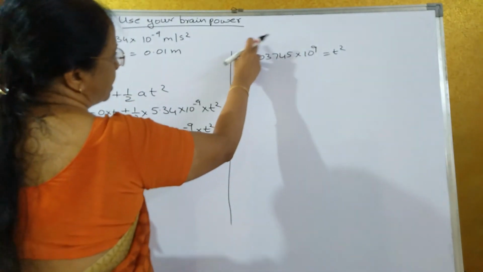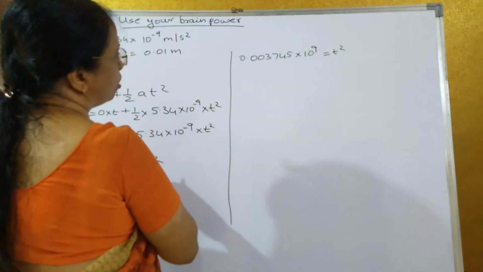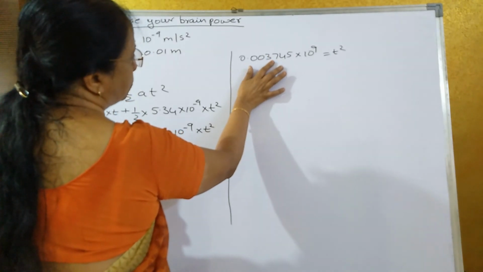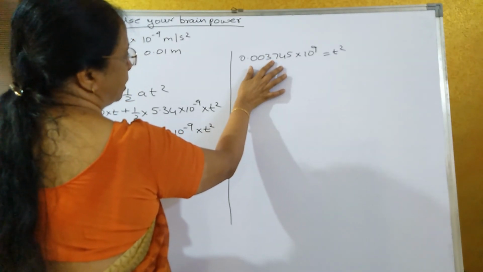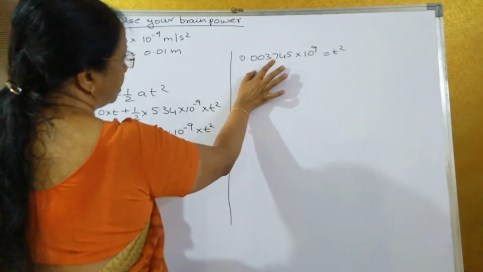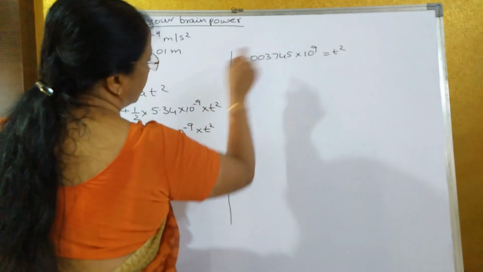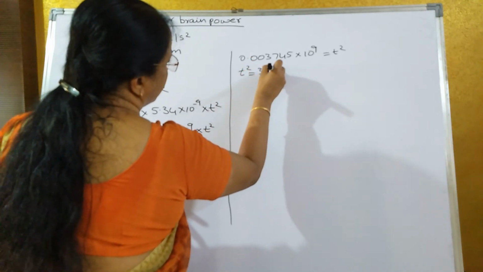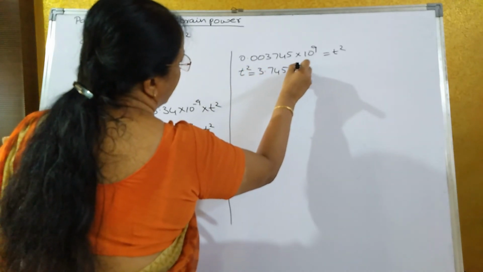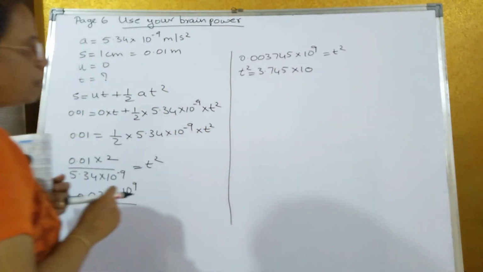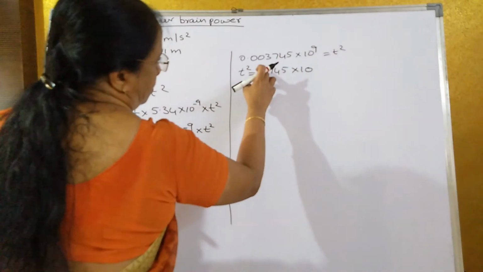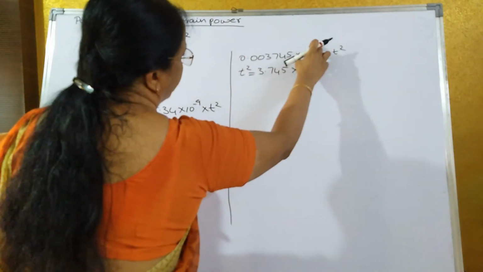Now shift the decimal. You have studied before in your younger standard, the number before the decimal should be between 1 to 10, that is 1, 2, 3, 4, 5, 6, 7, 8, 9. So shift the decimal over here. So you'll get what? T square is equal to 3.745 into 10 to the power. Now since you have shifted the decimal 3 numbers over here, 1, 2, 3, it will reduce by 3.